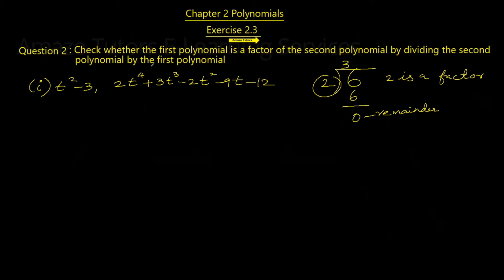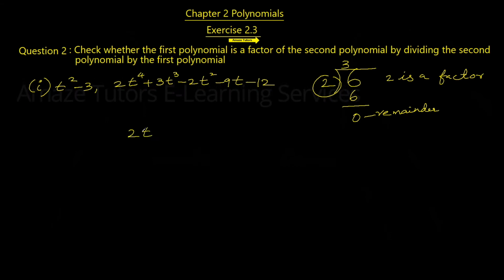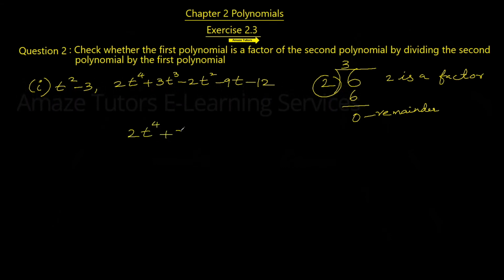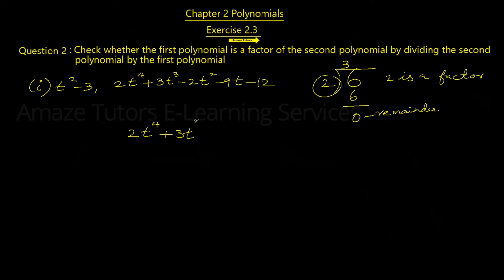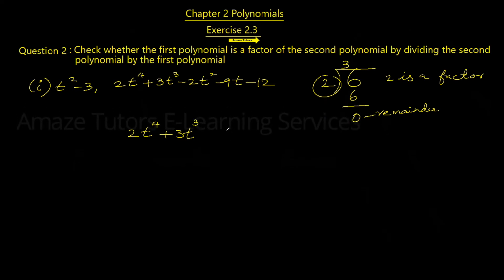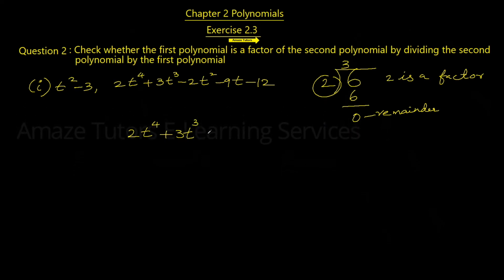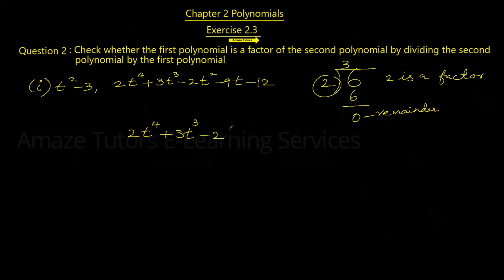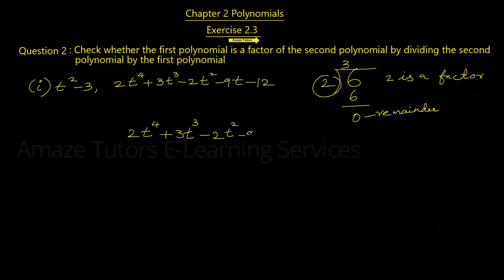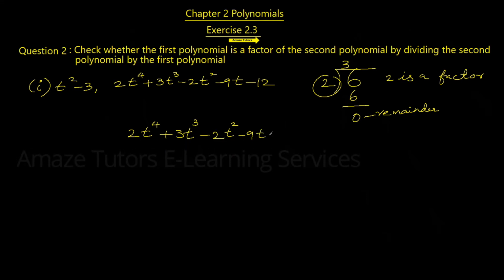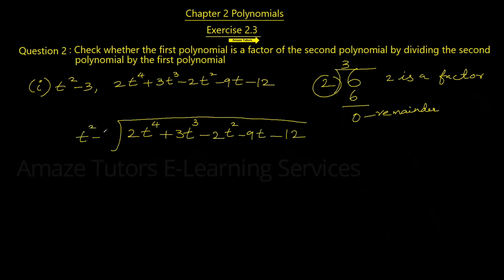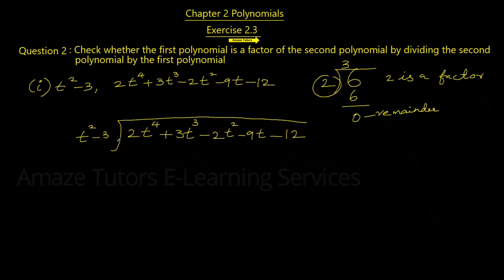In the same manner, we are going to divide the second polynomial by the first polynomial and see whether the remainder is 0 or not, and we are going to decide based on that. Let me write. We are going to follow the long division again, and I am going to give you the link for the polynomial long division in the description box. Please go through that video one more time to understand the polynomial division completely. Now divide this by t squared minus 3.